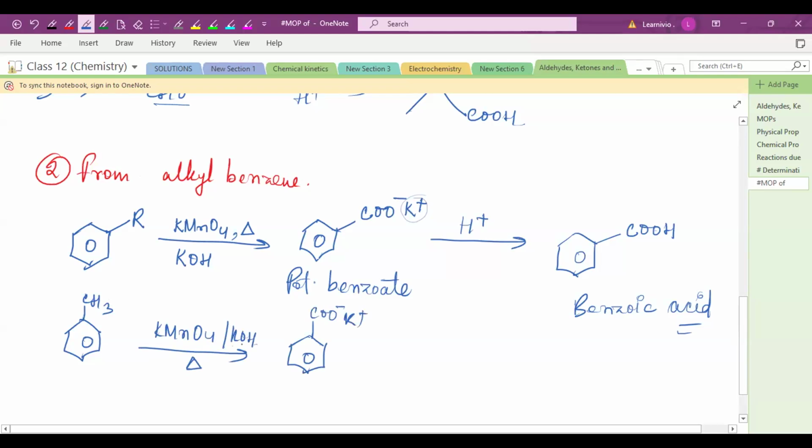If you are using sodium hydroxide over here, it will form sodium benzoate. Okay, just यहाँ पे आप क्या attach करोगे? Na plus, COO minus Na plus. Now, when you give the further H plus ion, it will get converted to a benzoic acid, COOH over here.